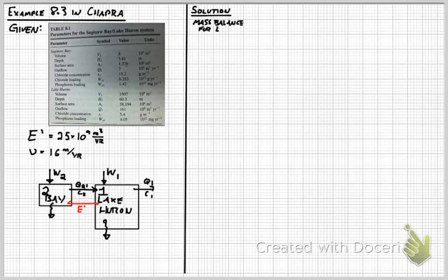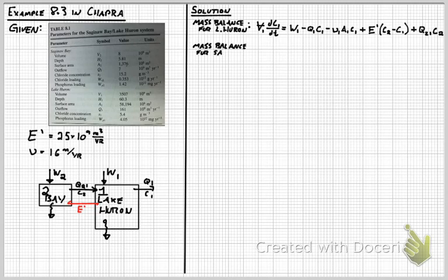So for our solution scheme, the first thing we're going to do is write the mass balance for Lake Huron, and this looks fairly similar to the same mass balance equation we've seen in the past, where we've got the rate of change of concentration on the left-hand side and all of our source and sink terms on the right-hand side. And we'll also write that same equation for the Saginaw Bay.